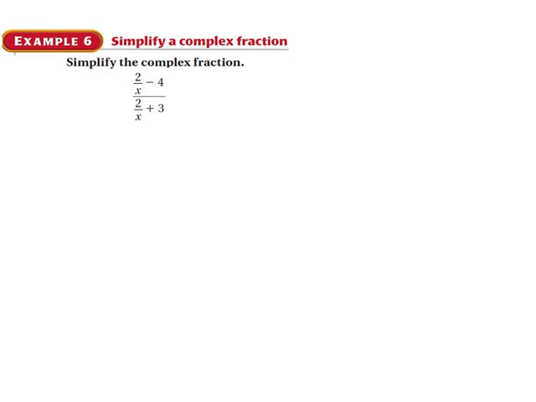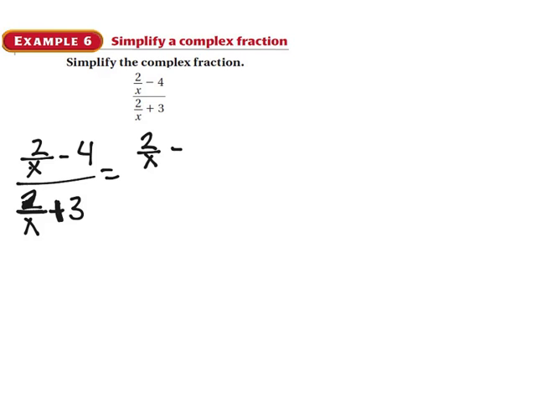All right, same thing here. We need to simplify the top and the bottom. So we're going to add up 2 minus 4 over x, and then we're going to add up 2 over x plus 3. Our least common multiple is just going to be x.